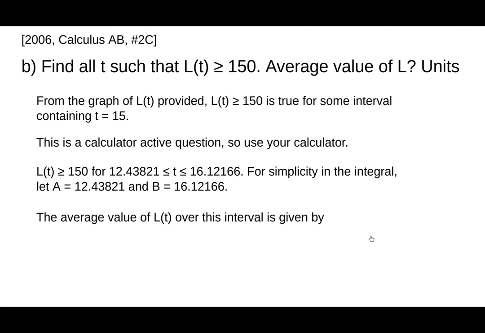All right, so we know that the number of cars turning left is going to be greater than or equal to 150 between A and B.